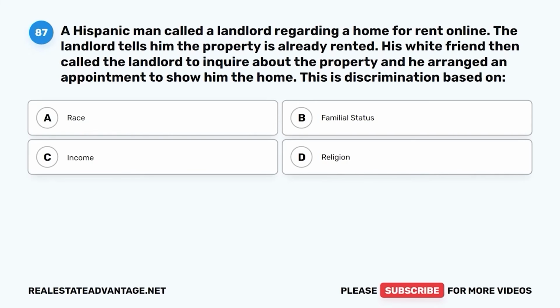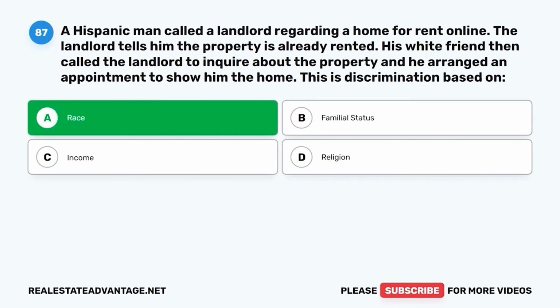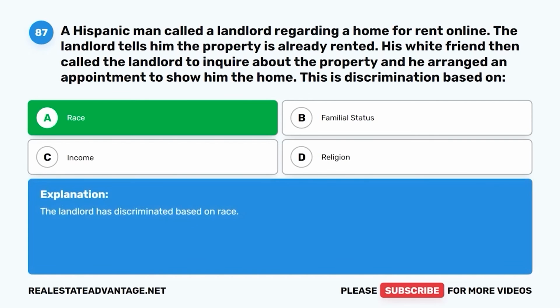Question 87. A Hispanic man called a landlord regarding a home for rent online. The landlord tells him the property is already rented. His white friend then called the landlord to inquire about the property, and he arranged an appointment to show him the home. This is discrimination based on A. Race. B. Familial status. C. Income. D. Religion. The correct answer is A. Race. The landlord has discriminated based on race.